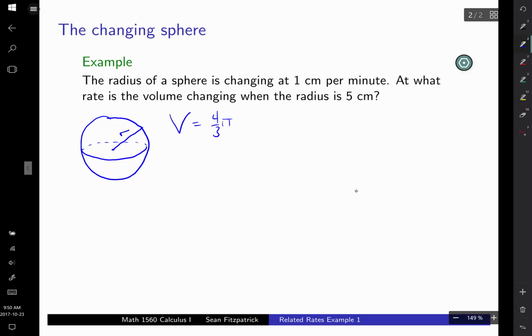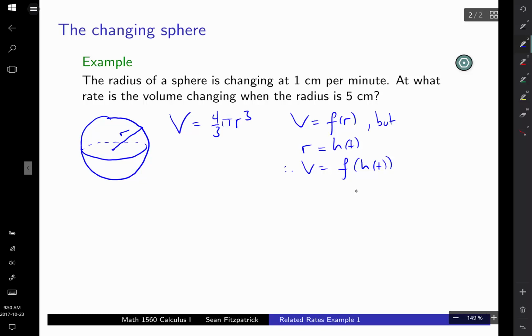So we have 4/3 pi r cubed, gives me the volume. And now I'm thinking of, so V, right? V is a function of r here, right? But we're thinking of r as a function of t. So maybe r is, I don't know, like h of t, right? So then V looks like f of h of t.